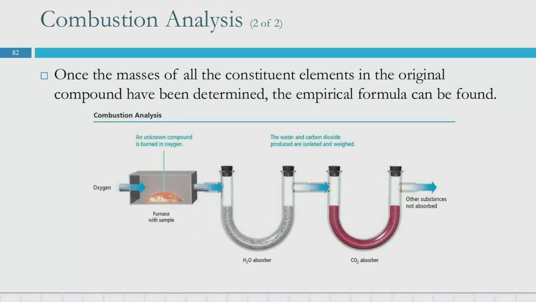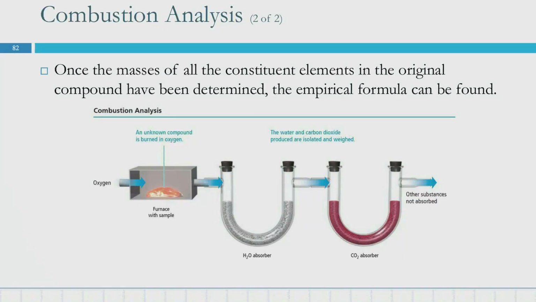Okay, so once the masses of all the constituent elements have been determined, then the empirical formula can be found. This is one example of a setup that you might use. You've got a furnace with your sample in there, you're pumping oxygen and you're heating it up. So it burns, and there's an H2O absorber that you could then get the mass of once it's done absorbing stuff. You'd have a CO2 absorber, same sort of deal. That's going to absorb only CO2, and any other stuff is going to just pass through. Then you can find the mass of the H2O and the CO2.